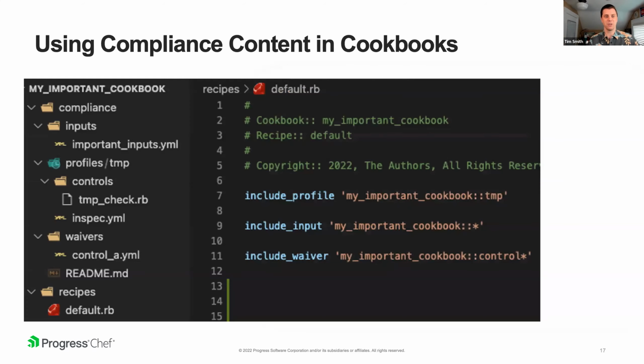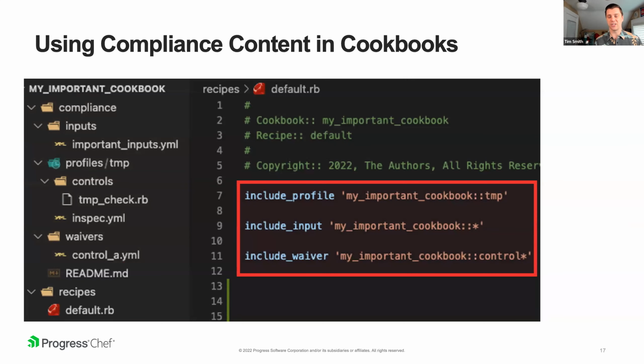So this is a little bit of how it looks on disk. There's a new compliance directory here, and in that directory you have a few different folders. The first folder is inputs. This allows you to put one or more InSpec input files in. You also have a profile directory. Again, you can put as many profiles in there as you want. And you have a waivers directory for any waivers you want.